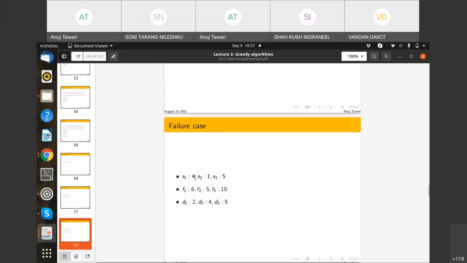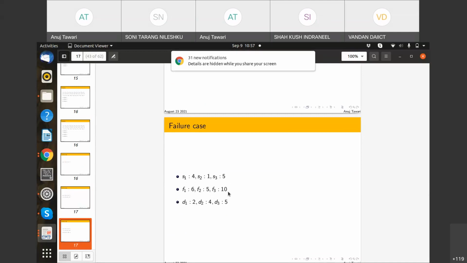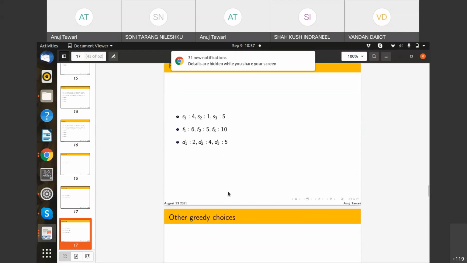What's the duration? 4 to 6 runs for 2 hours, 1 to 5 runs for 4 hours, 5 to 10 runs for 5 hours. So if you go by duration, you will pick this 4 to 6 job first. Then you can't pick either 1 to 5 or 5 to 10, because both of these are conflicting with the first job. So in this way, you can pick just 4 to 6. But obviously, there is a better one. You could pick 1 to 5 and 5 to 10. So there are some cases where the shortest job is not going to work.